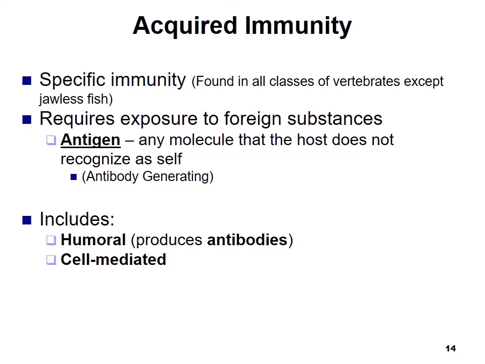As far as your acquired immunity goes, there's two kind of wings of this. You've got humoral immunity, which produces your antibodies and is with your B cells. And then you have cell-mediated immunity, which is largely a function of T cells.